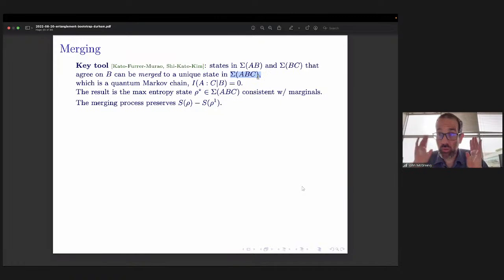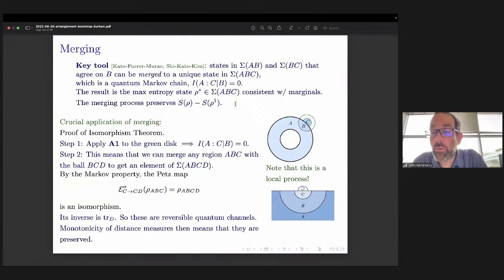And that unique solution, maybe unsurprisingly, is a quantum Markov chain, which necessarily is the maximum entropy state consistent with the marginals on these regions. And moreover, this merging process preserves entropy differences. So the entropy differences of the original things are equal to the entropy differences of the final thing. So this is a very powerful tool, and it's the reason that this isomorphism theorem is true. I'm not going to explain this in detail, but the idea of why the information complex set is unchanged by deforming the region is essentially that I can add little balls to the region, and I can make a state. I'm guaranteed that there exists a state on this extended region because of this merging process.